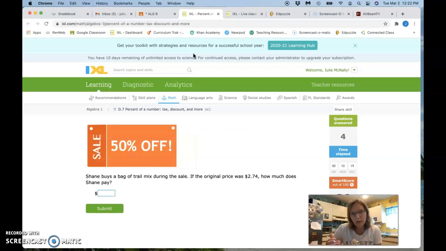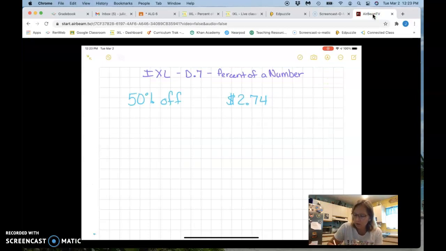Okay, so now I have another discount, 50% off of a bag of trail mix, and the original price was $2.74. So again, we're just going to move that decimal point 2 places and multiply. This is when we're doing discount, and I did not subtract from 100 because I already know that 100 minus 50 is still 50. That's why I didn't do that step this time. But this is the one where you subtract from 100 first, then move the decimal place, then multiply.